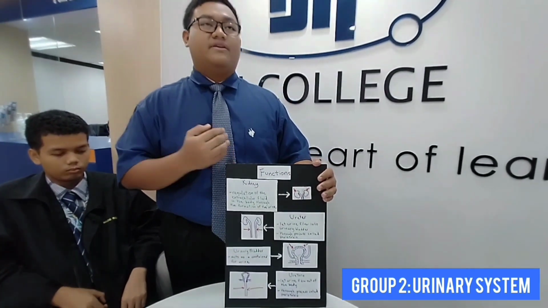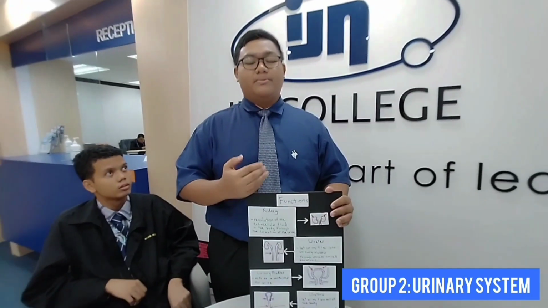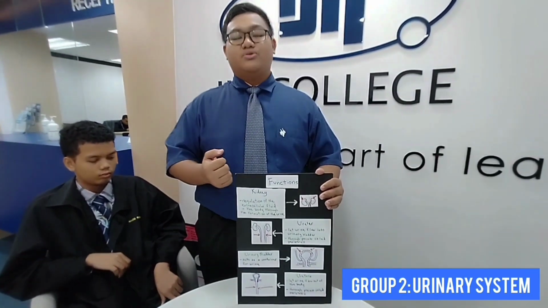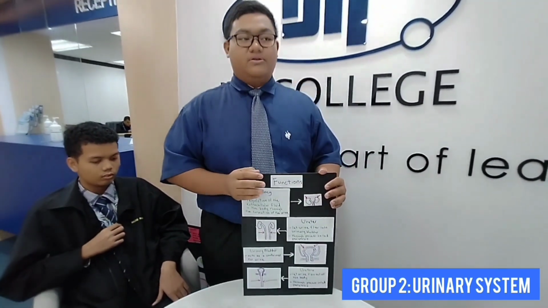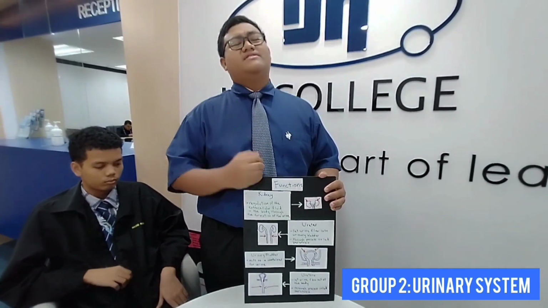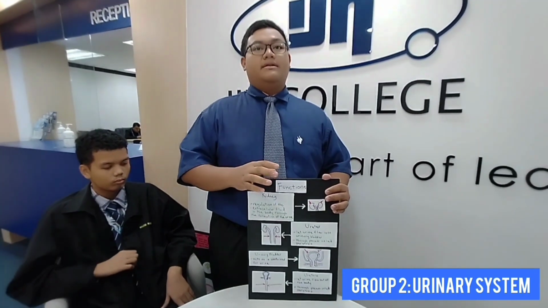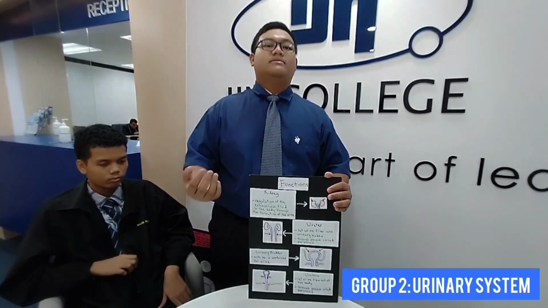Next, the third function of the kidney is to regulate electrolytes like sodium ion and potassium ion, so that our body has a normal range of those electrolytes. Also, our kidney will secrete erythropoietin. So what is erythropoietin, my friends? Erythropoietin is a hormone that allows bone marrow to produce more red blood cells. So that's all for the kidney.